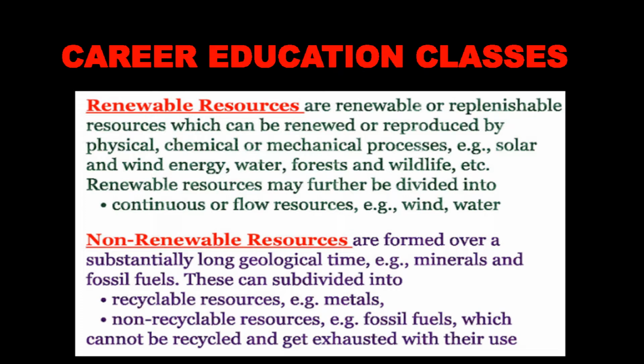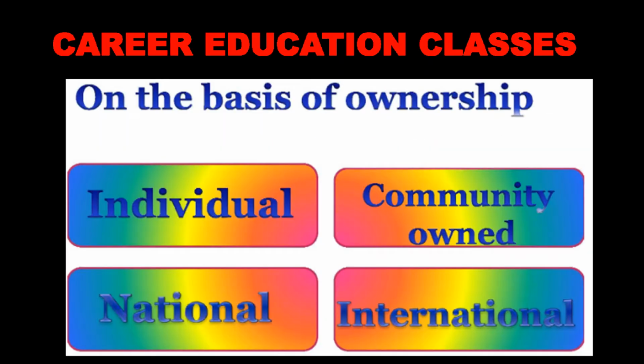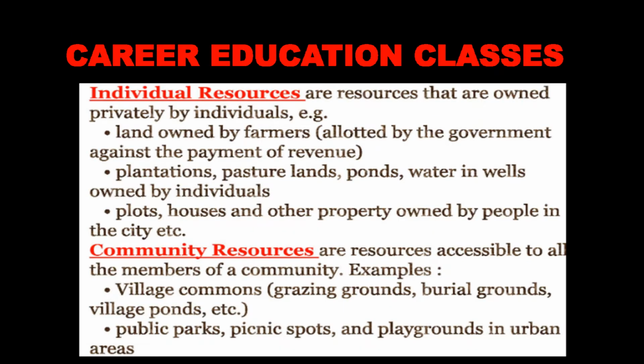Then we classify resources on the basis of ownership: individual, community owned, national and international. Now what do you mean by individual resources? Anything which you own privately, like your pond, land, house, or property which you own in the city, is an individual resource. Community means it belongs to the whole community, like a village commons.